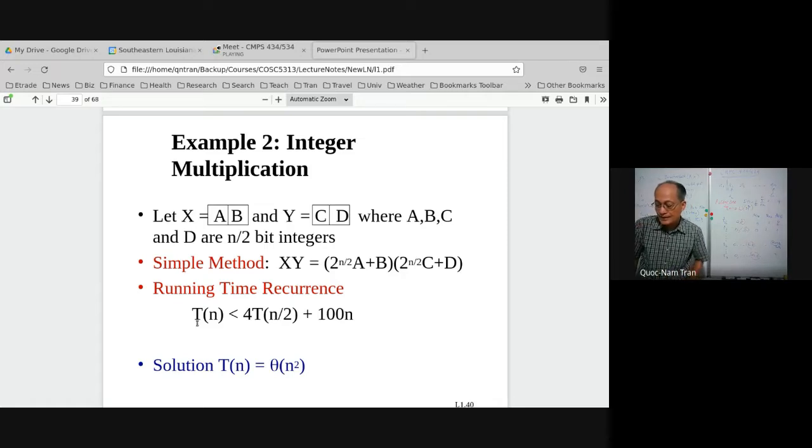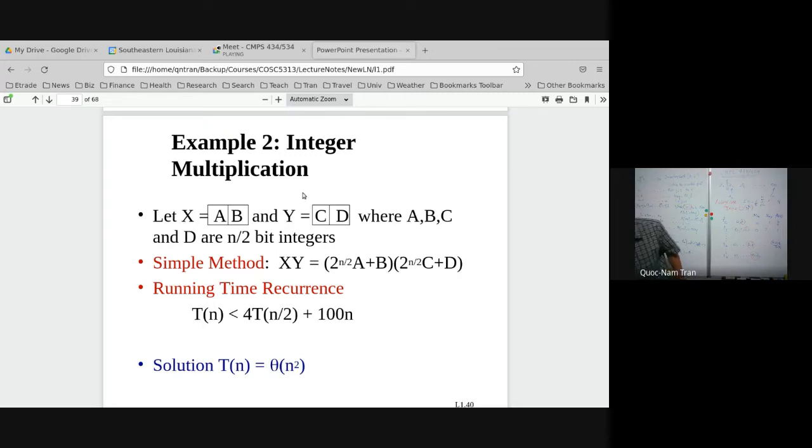T_n is 4 times T of n over 2, because for the first number, x, we break it into two parts. x has, say, more than twice the number of 64 bits for the computer, so x will have to be broken into two parts. Same thing for y, and we multiply them using 4 small multiplications. And that's why we have the running time is 4 times T of n over 2 plus 100n, right? Or basically theta n, right?